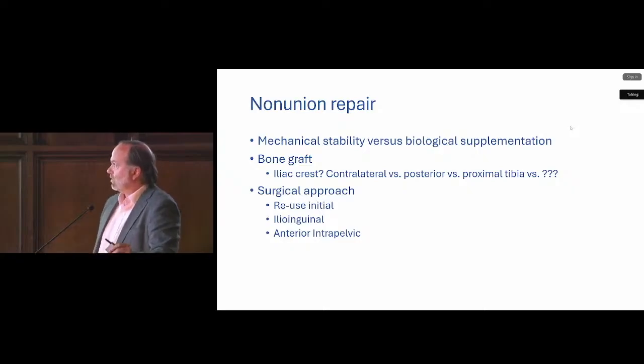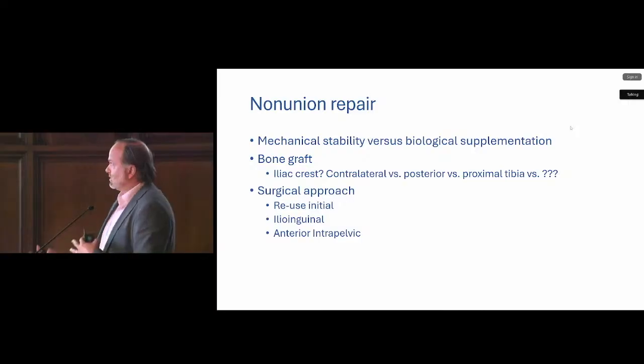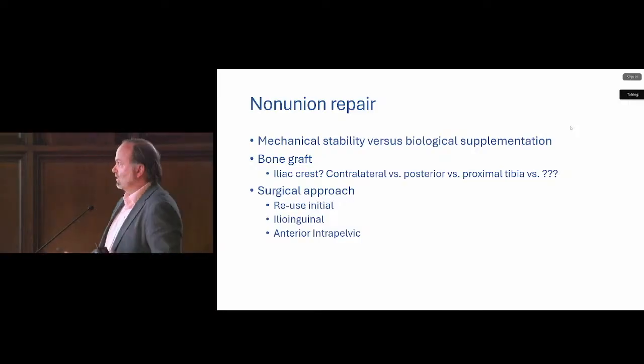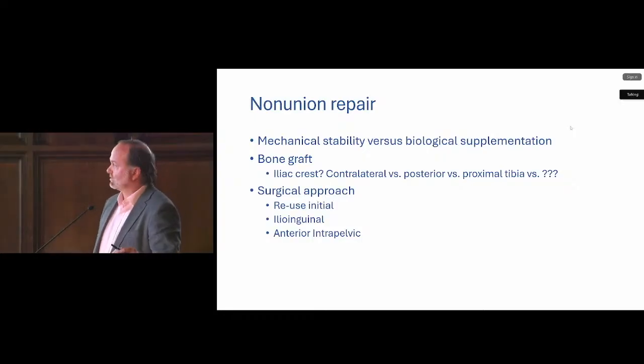And then whether that area is something where you could reuse the same surgical approach, or you're going to use a different one, you go to an ilioinguinal to extend the incision, or maybe do an anterior intrapelvic and bridge from the other side. It just depends on where your non-union site is and how you're going to get the best access to it, if the access is something you need.